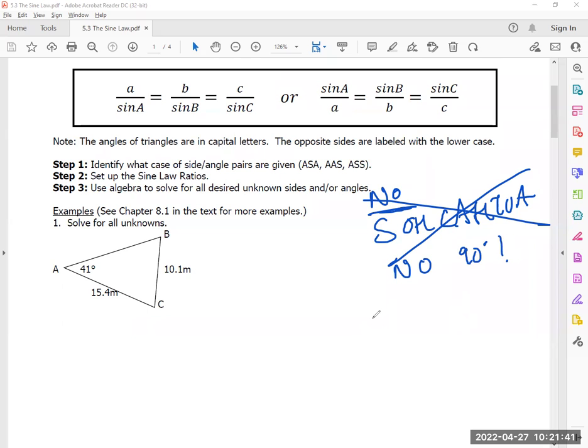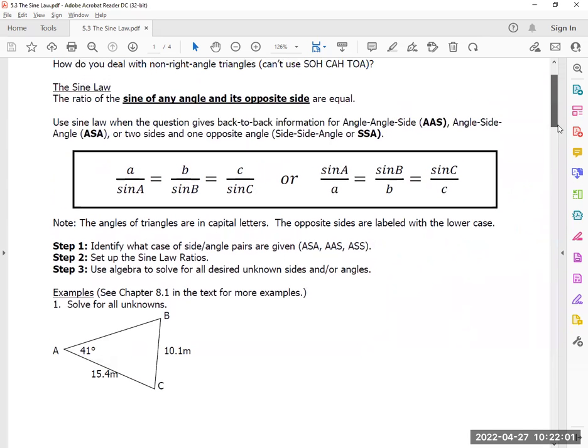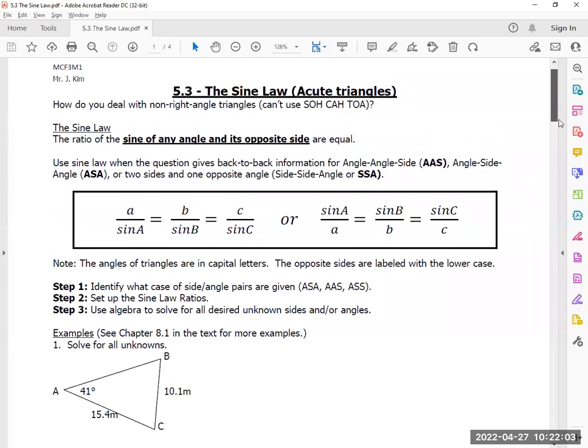I can't remember how many students in previous years insisted on always using SOHCAHTOA, even if there wasn't a 90 degree, but I know that there's a lot. So I need you to remember that you cannot use SOHCAHTOA here. So what do we do? Are we stuck? Are these triangles out of our reach? No.